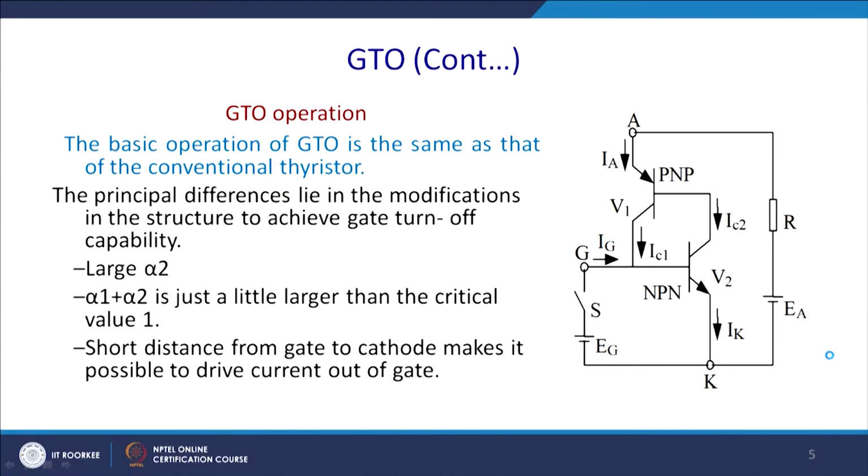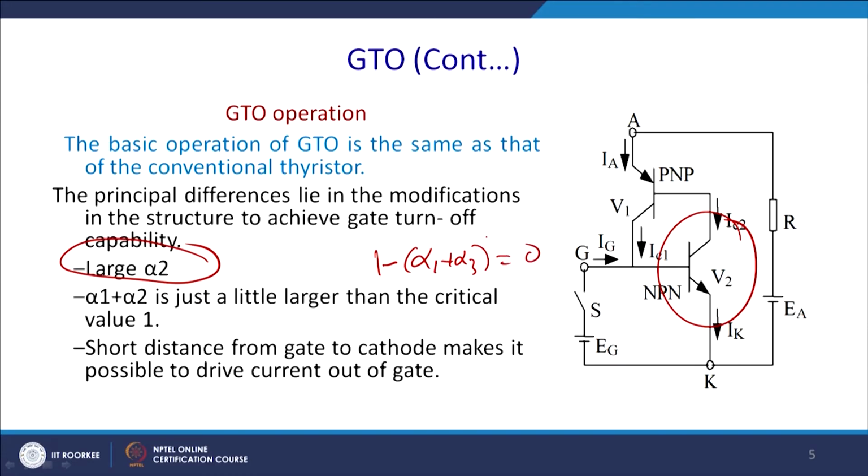How does it work? We have to go back again to the two transistor analysis. The basic operation of the GTO is the same as the thyristor. The principal difference lies in the modification of the thyristor structure which we discussed in the previous slide. To achieve the gate turn off capability, it will have a large alpha 2. Alpha 2 corresponds to this NPN transistor, and to keep it in conduction mode, alpha 1 plus alpha 2 should be equal to 1. So, alpha 1 plus alpha 2 is just a little larger than the critical value of 1.